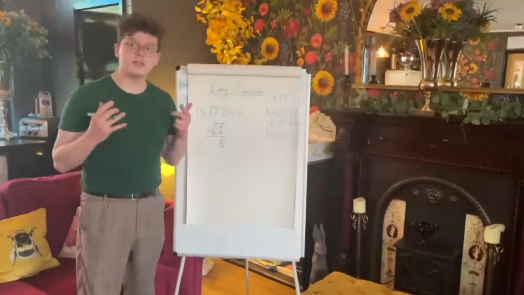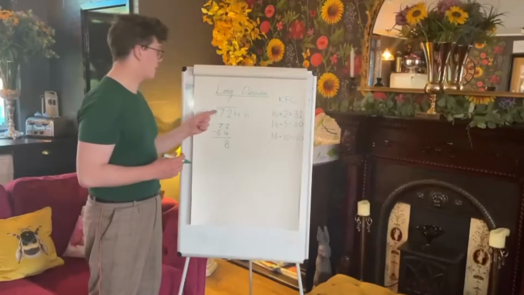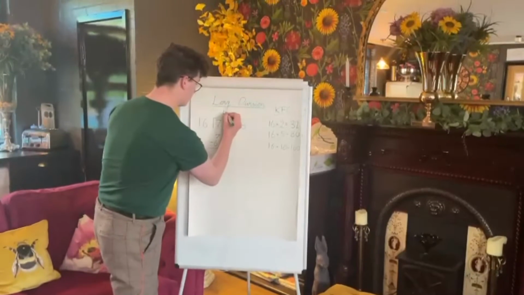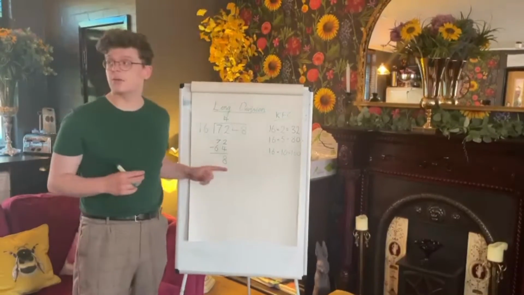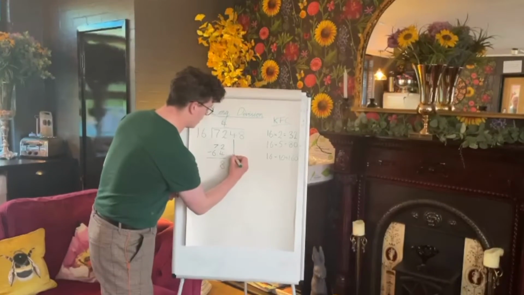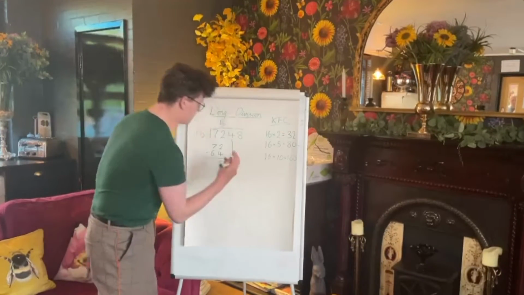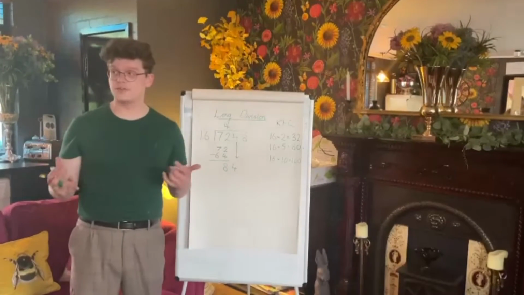Now, I need to remember above my bus stop to put in how many times I can get 16 into 72, which if you remember was 4. Now, the next step, we still have this 8 and we can't forget about that. So what I'm going to do is bring down our number here, our 4, next to 8, to give me 84. And now I must see how many times 16 goes into this value.